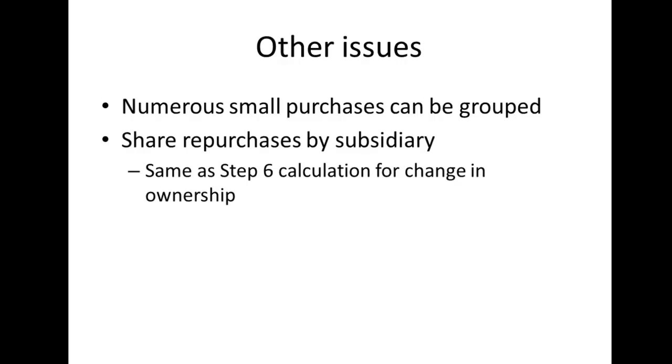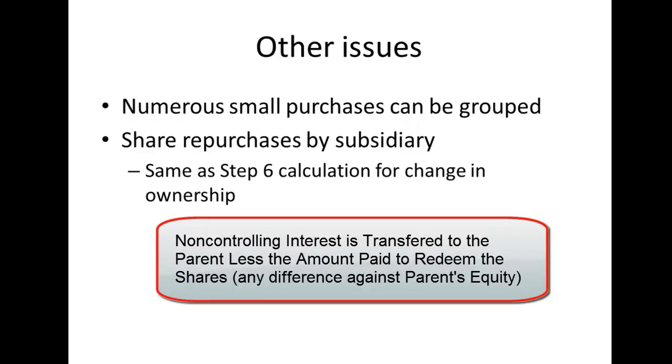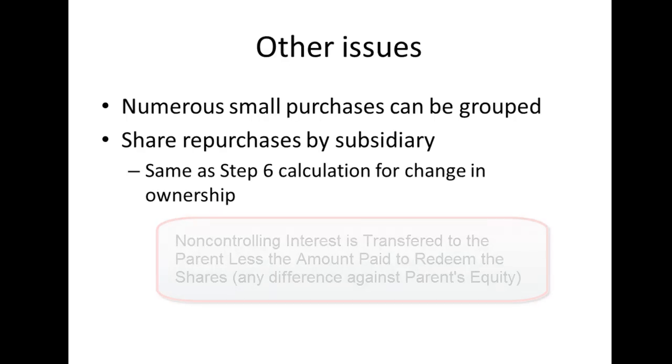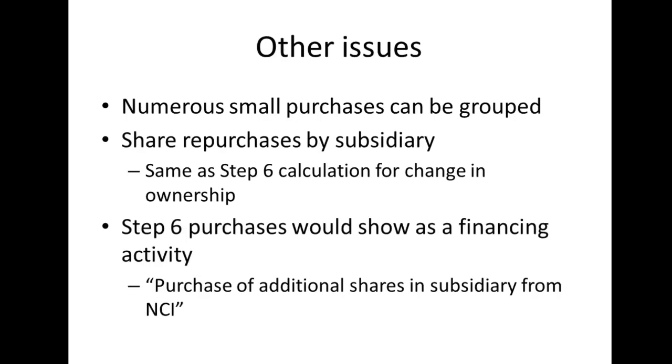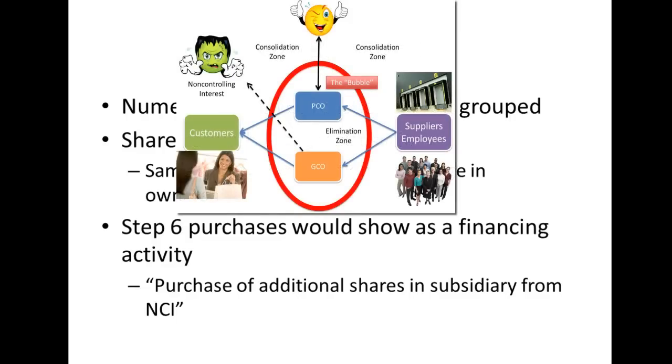Secondly, when the subsidiary purchases its own shares, the parent's ownership stake will necessarily increase. This too is accounted for as an equity transaction and mechanically works the same way as our step 6 example whereby the parent acquired those shares. Now I'm going to spare you the details in this lesson. And finally, those equity transactions with the non-controlling interest would show up within the financing section of the consolidated cash flow statement. Why is that? Well, because cash is leaving the consolidated bubble.